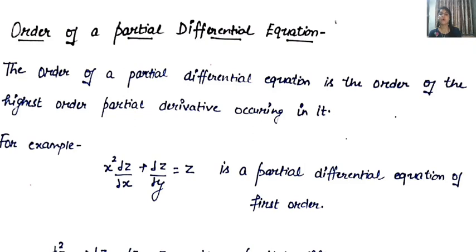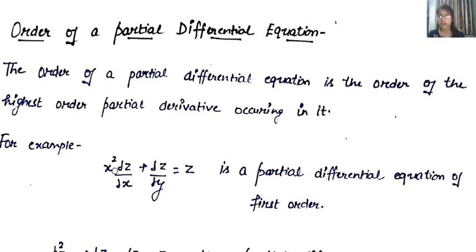Next we have order of partial differential equation. The order of partial differential equation is the order of highest order partial derivative occurring in it. पार्शियल डिफरेंशियल इक्वेशन का ऑर्डर क्या होगा? उस इक्वेशन में जितने हाईएस्ट ऑर्डर का डेरिवेटिव प्रेजेंट होगा, दैट ऑर्डर विल बी द ऑर्डर ऑफ पार्शियल डिफरेंशियल इक्वेशन.